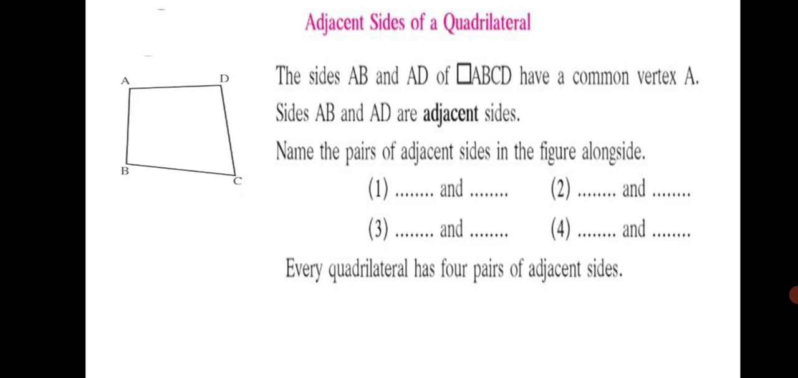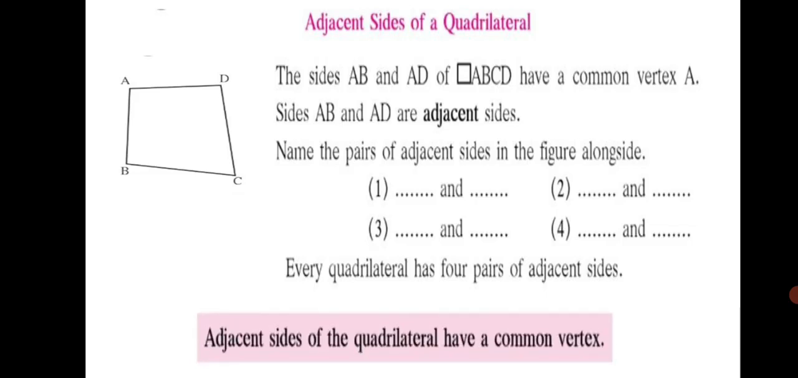And now we start with D. Side DA and side DC is the fourth pair of adjacent sides. So this way every quadrilateral has four pairs of adjacent sides. Adjacent sides of the quadrilateral have a common vertex. So if there is a common vertex like B, then we can say BA and BC are adjacent sides.